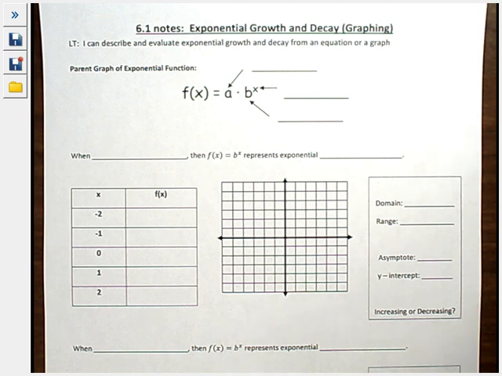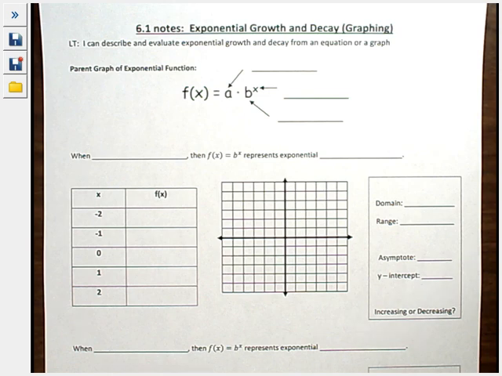Today we're going to be talking about starting Chapter 6, which is going to be exponential functions and logarithms. But we're going to start off today with Part 1 of Chapter 6.1, and this is going to be about exponential growth and decay. Primarily, we're going to focus on graphing today, and then the next lesson, Ms. Galindo is going to hook you up with some modeling and some real-world scenarios there.